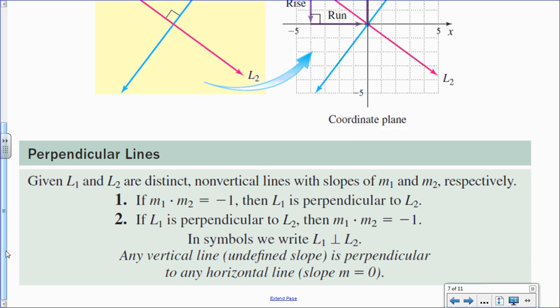Then you have the converse. If it's perpendicular, then their slopes are opposite reciprocals. The symbol for perpendicular looks like an upside down capital T. That's the perpendicular symbol.